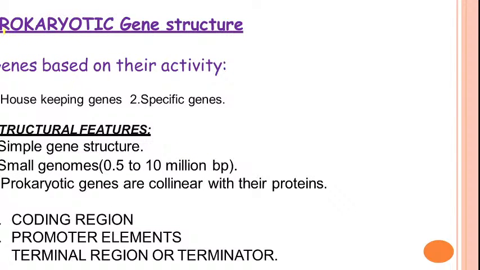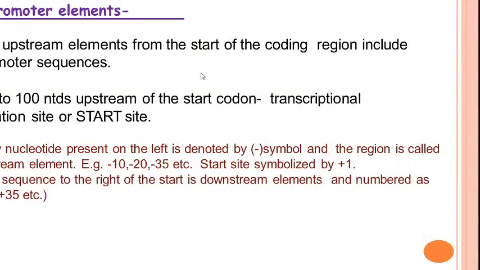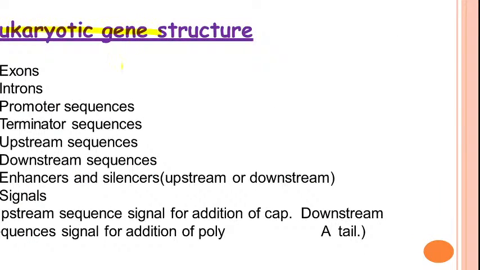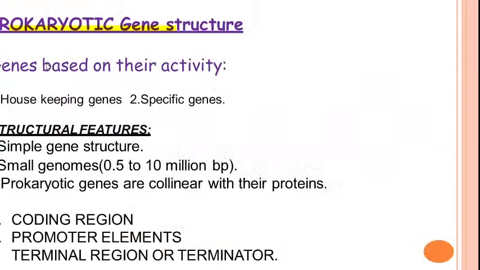Now we have two types of gene structure. We have the prokaryotic gene structure as well as the eukaryotic gene structure. Now what is there in the case of prokaryotic genes? Based on their activity, we have two types of genes. We have housekeeping genes as well as specific genes.